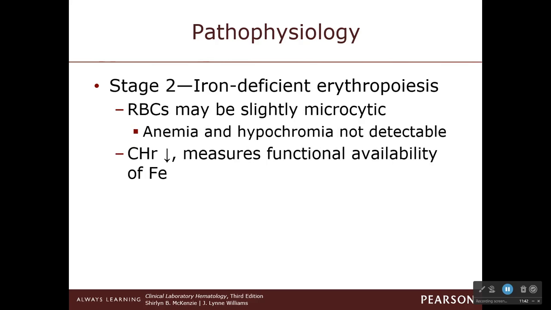At this point in stage 2, we may see a few slightly microcytic cells. At stage 2, anemia and hypochromia are still not detectable. We might see a few anisocytosis, a few microcytes, and normal cells, but anemia has not occurred yet. The CHr, which is the equivalent of MCHC but for reticulocytes, is going to be low, and that's usually one of the first signs that we are reaching iron deficient erythropoiesis. Questions about that, guys?